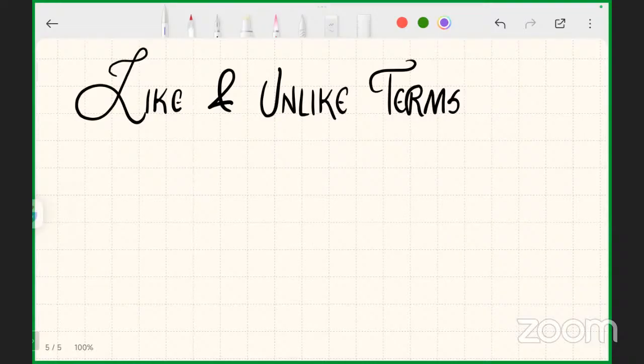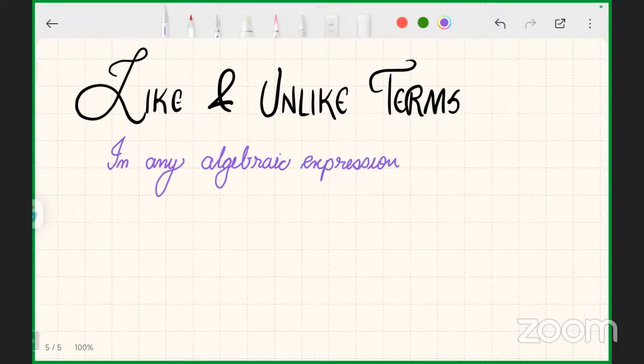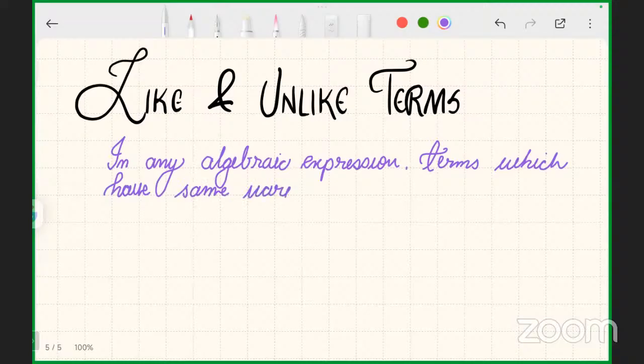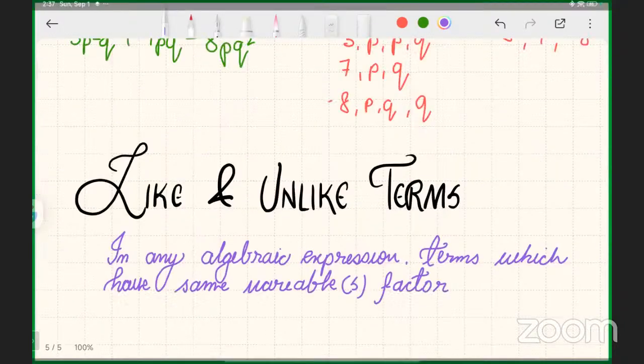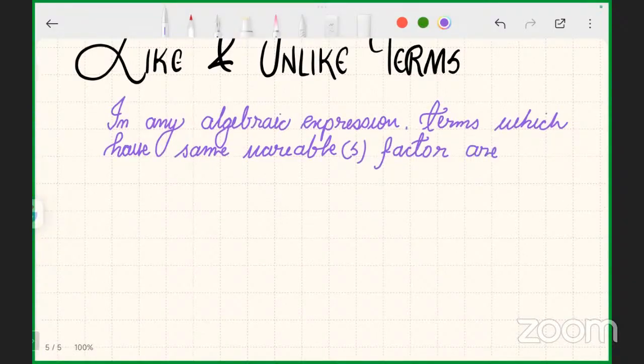So in any algebraic expression, we are talking about terms which have the same variable or variables, because we can have more than one variable, are called like terms.